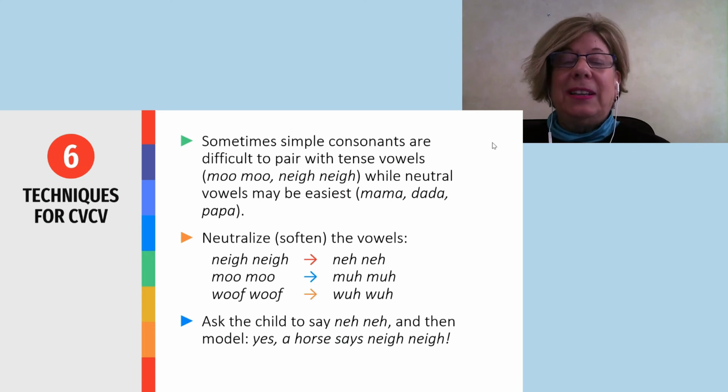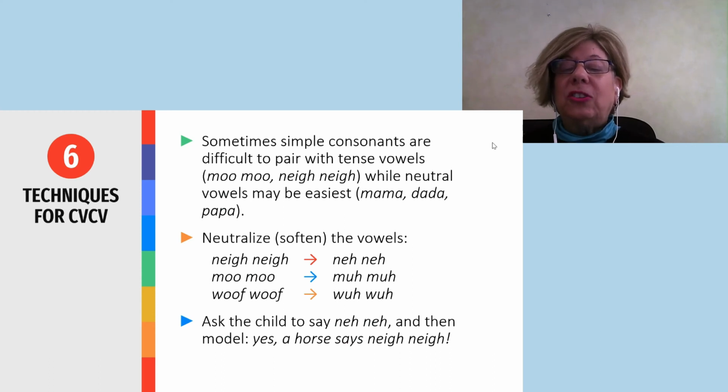Let's say we say, look at the horse, it says neigh, neigh. Can you try it? Go nah, nah. Or look, the cow says moo, moo. You try it. Muh, muh. Or woof, woof as wah, wah. Ask the child to say na, na, and then model, yes, a horse says neigh, neigh. Remember that we always want to model correctly.